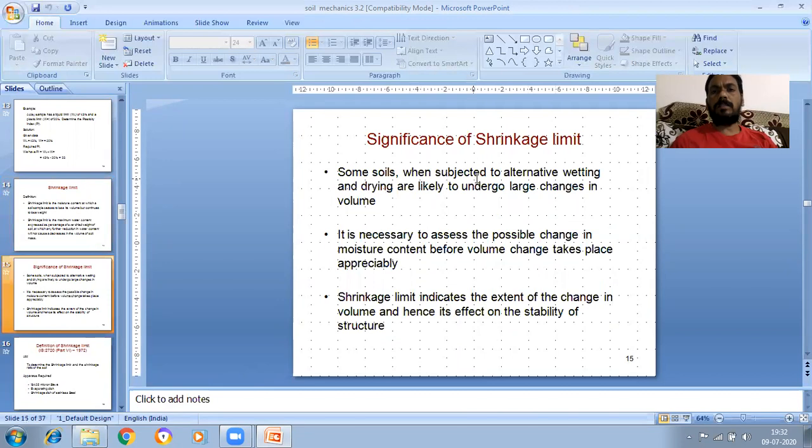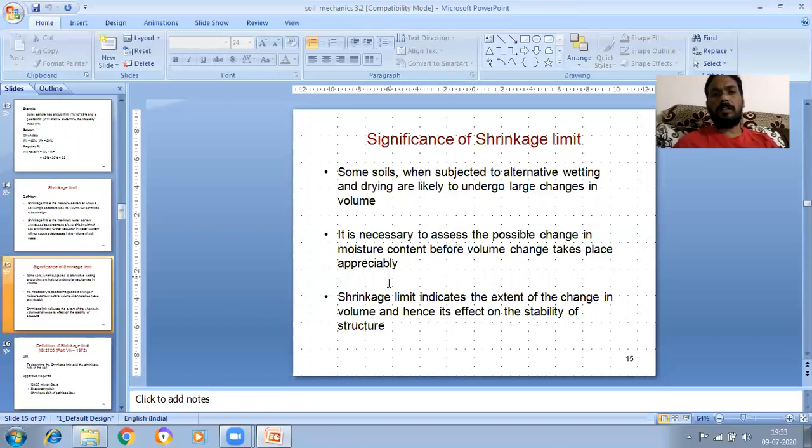Some soils, when subjected to alternate wetting and drying, are likely to undergo large changes in volume. Alternate wetting and drying, for example, in black cotton soils. In black cotton soils, alternate wetting and drying means the water content changes. That's why large volume changes take place. Which type of soils? Black cotton soil, right?